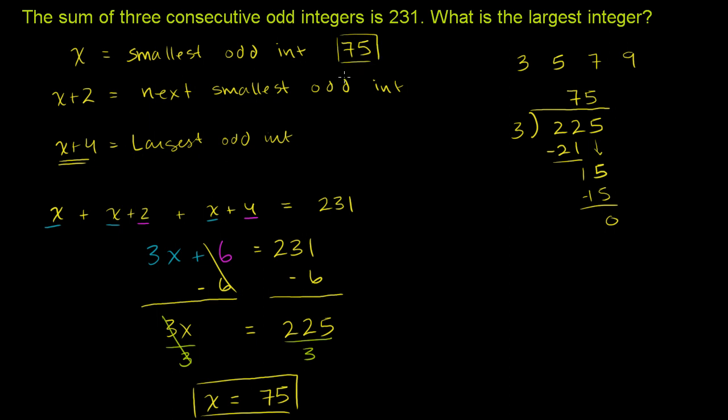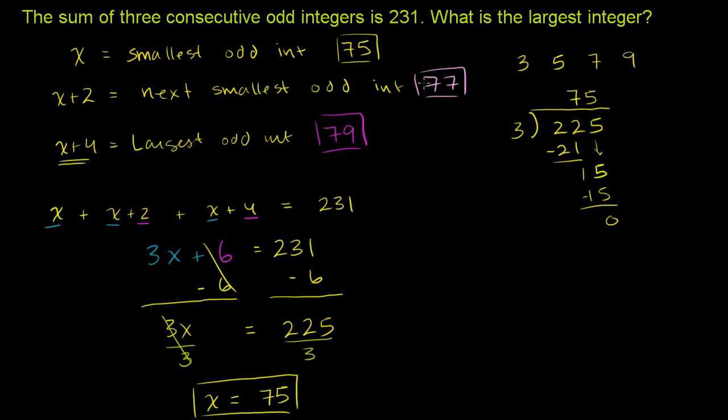So this one is 75. What's x plus 2 going to be equal to? Well, that's going to be 2 more, 77. And what's x plus 4 going to be equal to? Well, that's the largest of them. x is 75, plus 4 is going to be 79. And notice we have 3 odd integers. They're consecutive. They're the odd integers that come directly after each other.